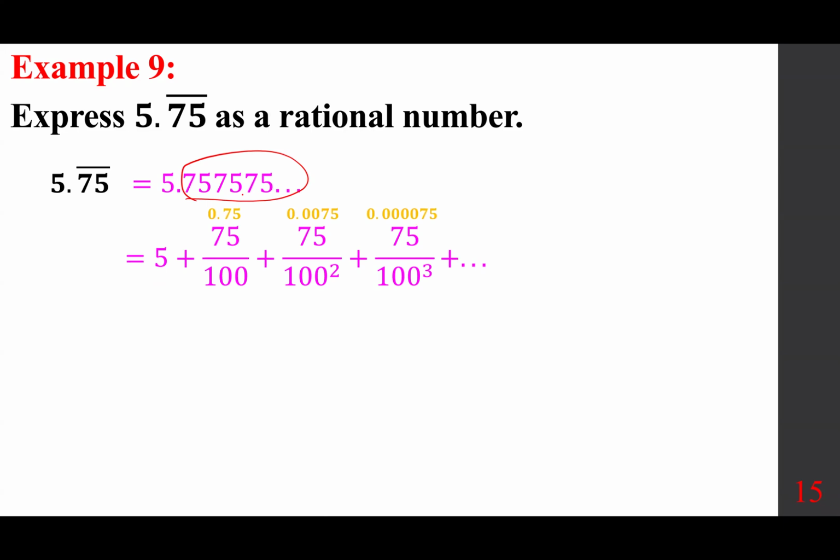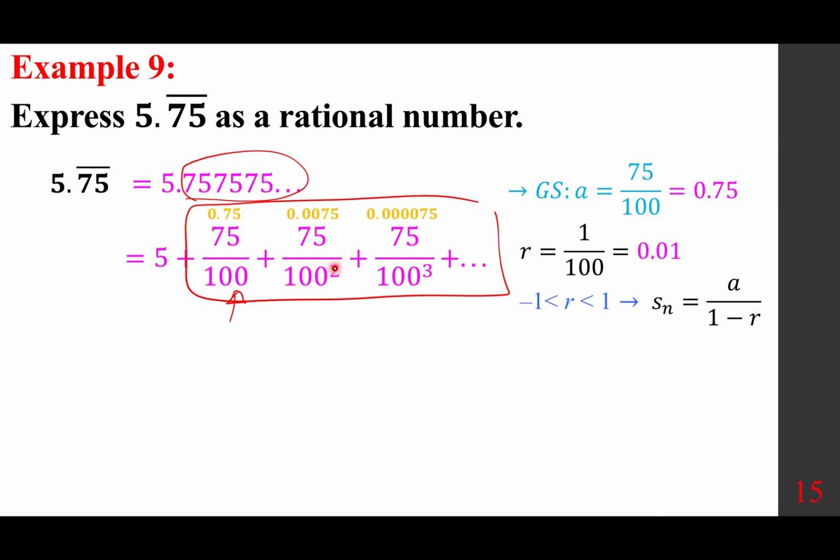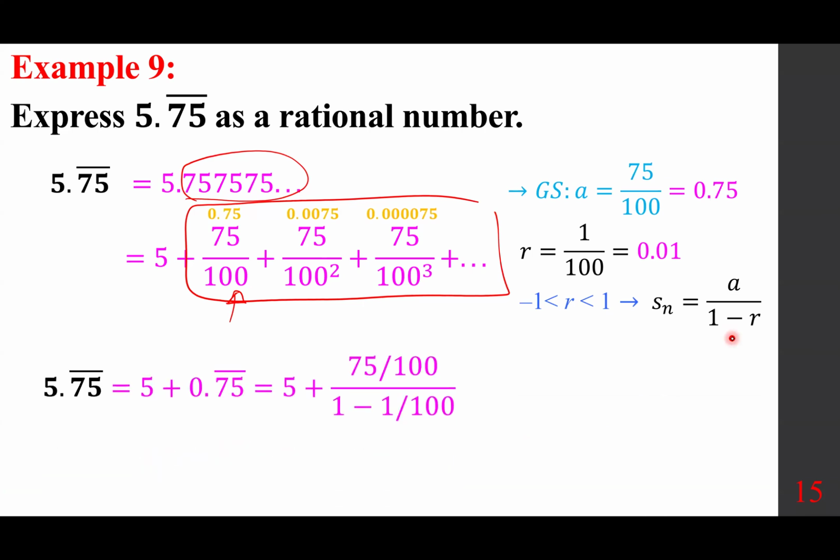And we are going to look at this part using the geometric sequence. This is the first term, A sub 1. This is 100 times larger than this. That means the fraction is 100 times smaller, or R is 1 over 100, or 0.01. Because R is between -1 and 1, we use this methodology. S sub n is A over 1 minus R. So plug in 5 plus 0.75 repeating is 5 plus, we are going to use this one, okay?